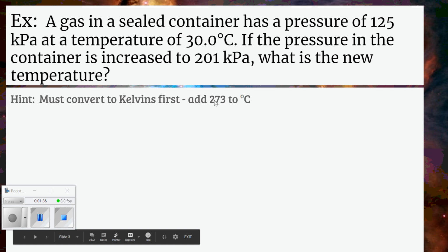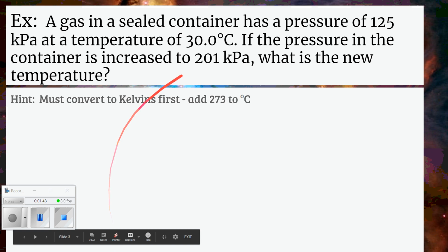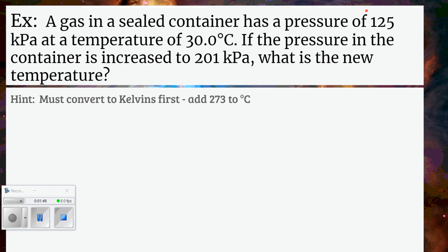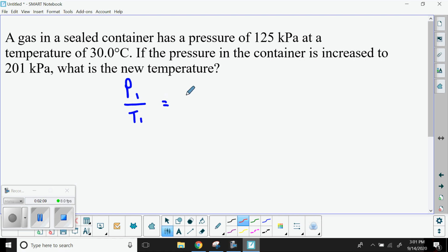Furthermore, we can make a gander of what our answer is going to be by just looking at this data. So if I'm looking here, I go from a pressure of 125 to a pressure of 201, an increase. So I'm going to predict, according to Gay-Lussac's law, that the temperature is also going to increase. Let's see if that's the case. So let's set up our Gay-Lussac's law here. P1 over T1 equals P2 over T2.